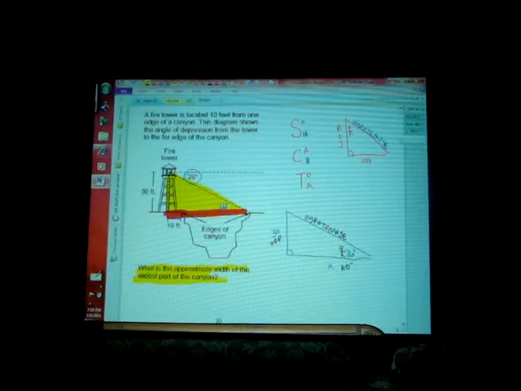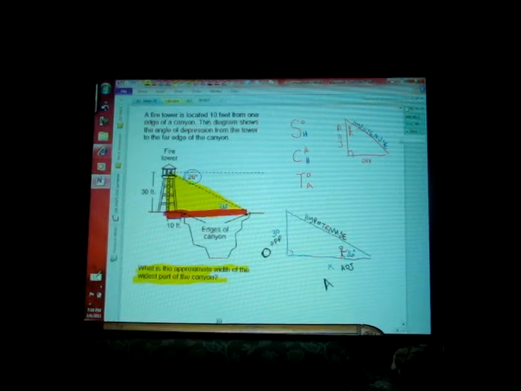Hypotenuse. Never fail. The hypotenuse is the hypotenuse, okay? So the 30 is not a hypotenuse. The x is not a hypotenuse. 30 is opposite. X is adjacent, okay? So that's O, and that's A.